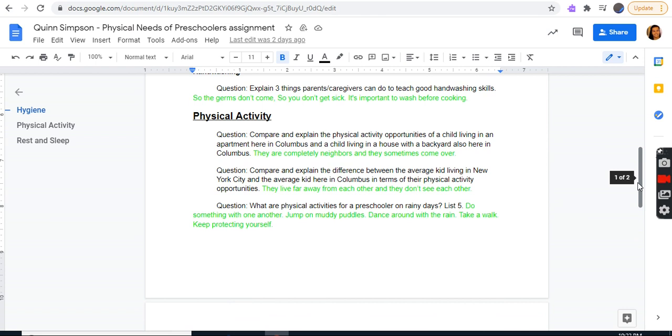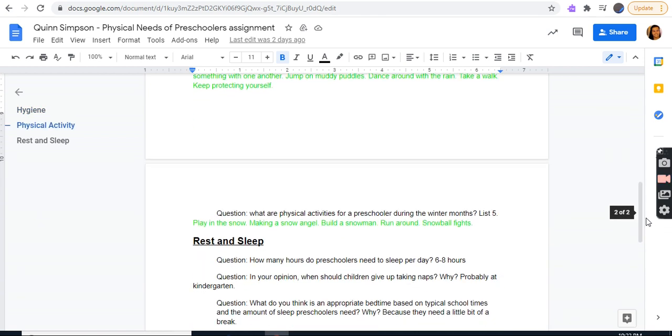What are physical activities for preschoolers on rainy days? Do something with one another. Jump in muddy puddles. Dance around in the rain. Take a walk. Keep protecting yourself no matter what.